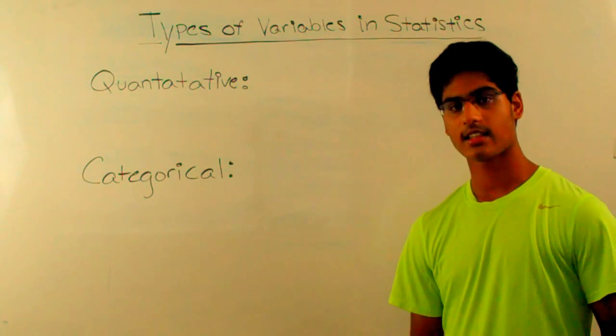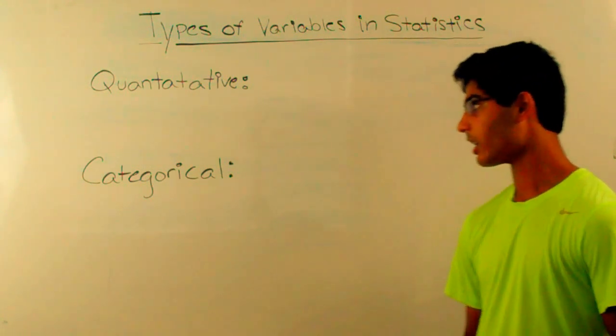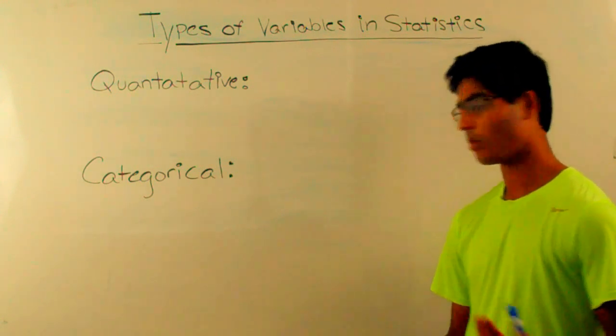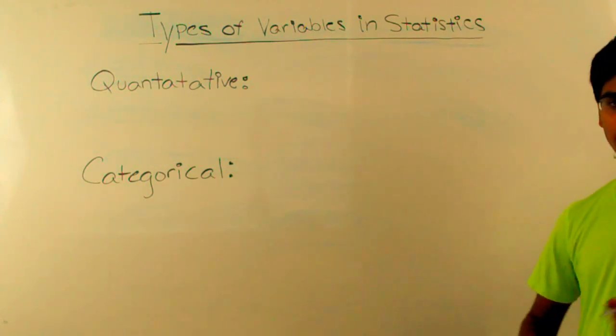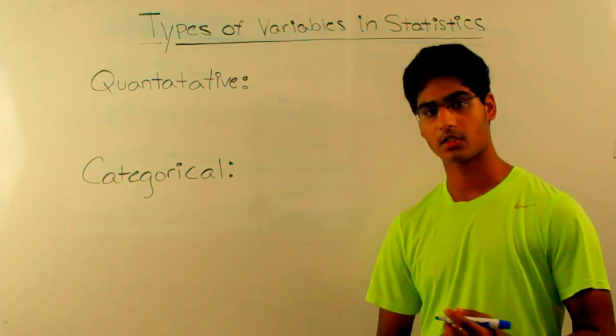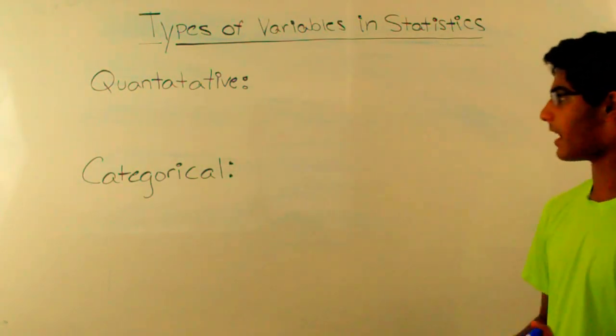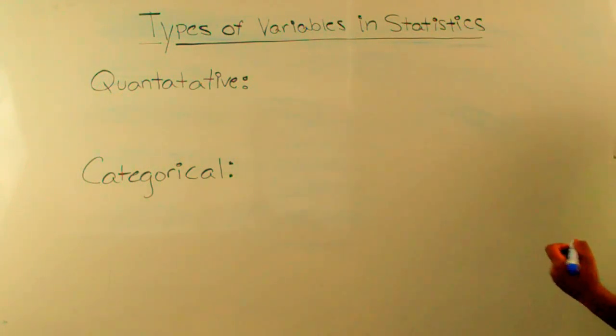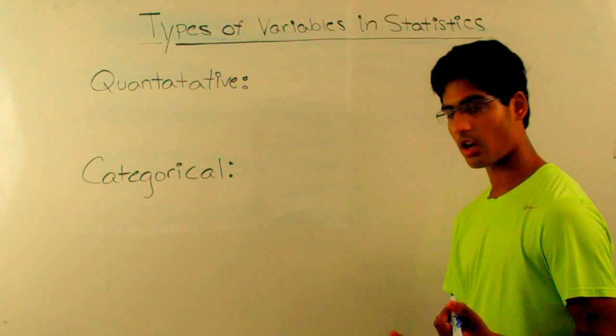In statistics, the variables aren't what they are in most other maths, which is x, y, and then z, and then after that. There are two main types of variables, and they are quantitative variables and categorical variables. These basically define types of values. Quantitative variables are variables that have values which are numbers.